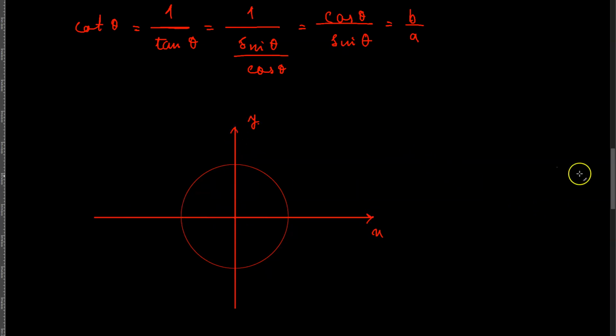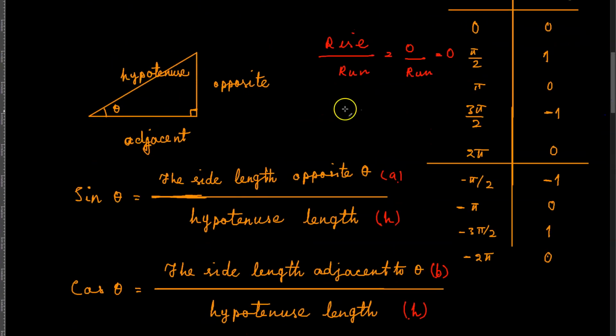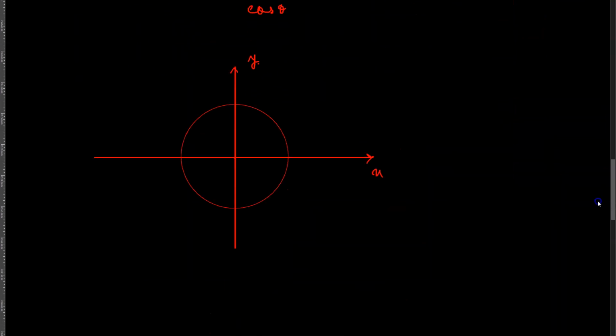Now I take the same triangle that we had here and put it in, and here I have basically 4 quadrants. This is the first quadrant, this is the second quadrant, this is the third quadrant, and this is the fourth quadrant.